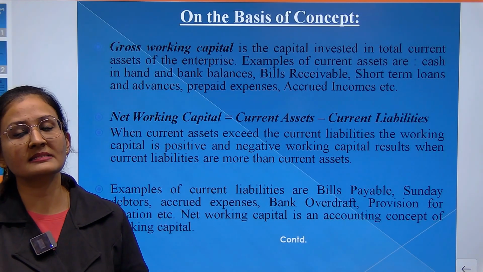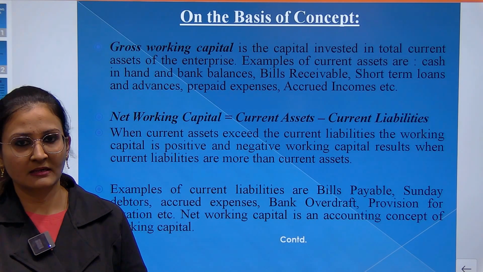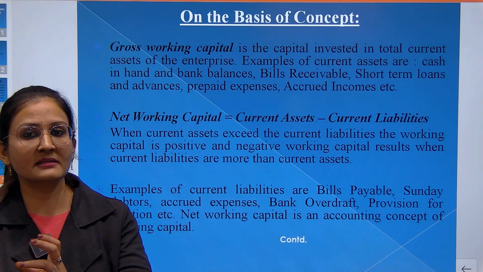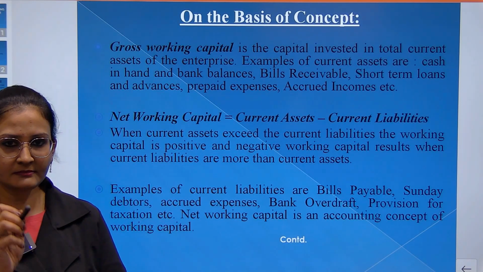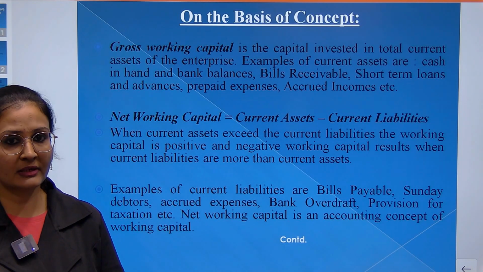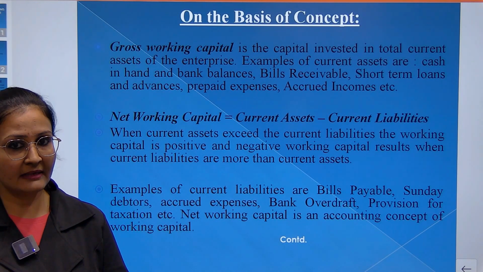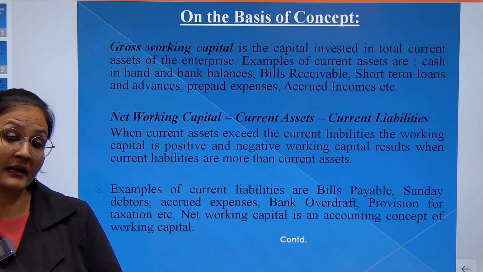Now the next is net working capital. What is net working capital? It means current assets minus current liabilities. This is the basic formula of net working capital. When current assets exceed current liabilities, the working capital is positive, and negative working capital results when current liabilities are more than current assets.